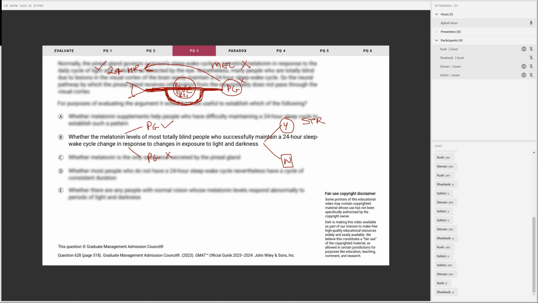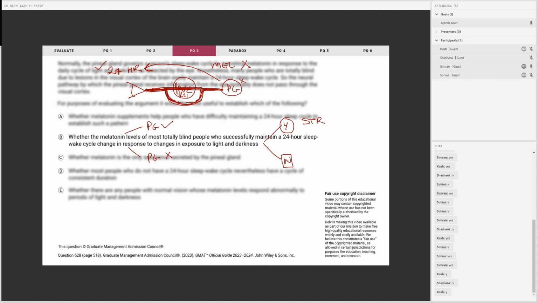Again, I'm not 100% sure I've explained this properly. Just a quick check. Are we comfortable with this or doubts? Let me have a yes or no on this. I'm not sure if I can explain this, but basically the option says in response to changes in exposure to light and darkness. It doesn't say whether there is going to be more exposure to light or more exposure to darkness, right? Say, for instance, there's more exposure to light and the melatonin levels change, then it weakens the conclusion, right?